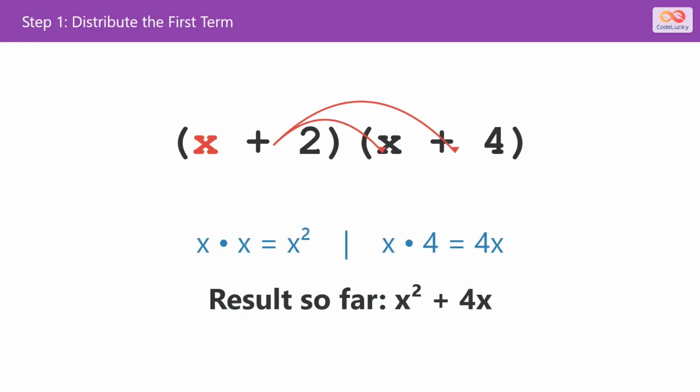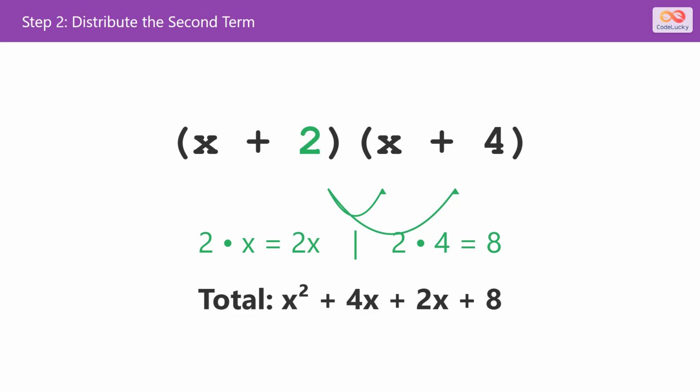Step 1. Take the first term, which is x. Multiply it by the first term in the second group. X times x gives us x squared. Then multiply that same first x by the 4. X times 4 is 4x. So far, we have x squared plus 4x.